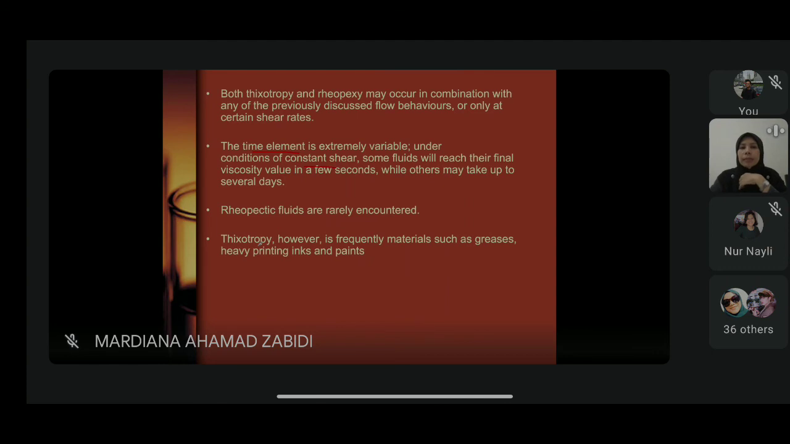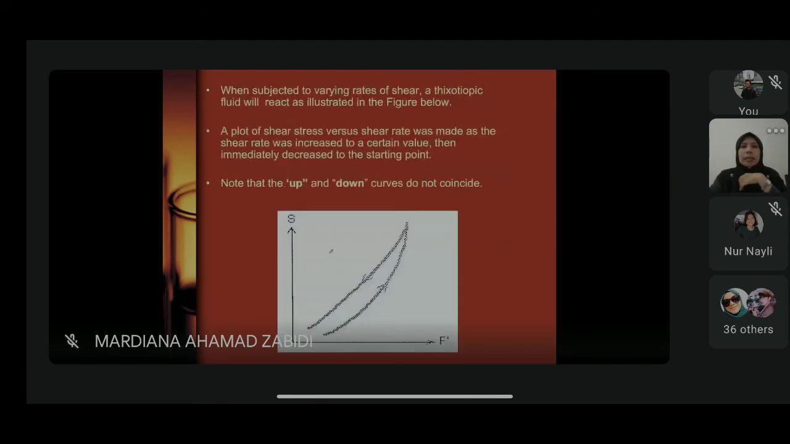For example, greases or heavy printing inks as well as paints. So when subjected to varying rates of shear, a thixotropic fluid will react as shown in this particular graph. You can see that it starts off with increasing viscosity, but when it reaches a certain point, it will move downward, but it will not go back to the original viscosity of the product.